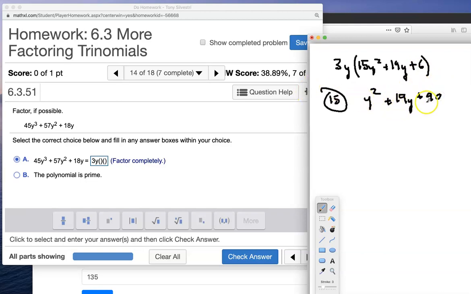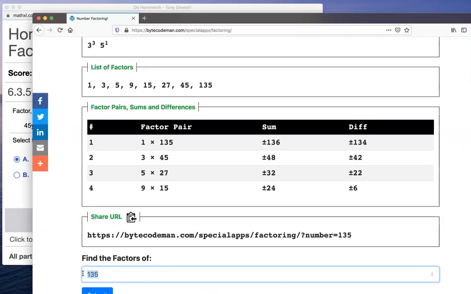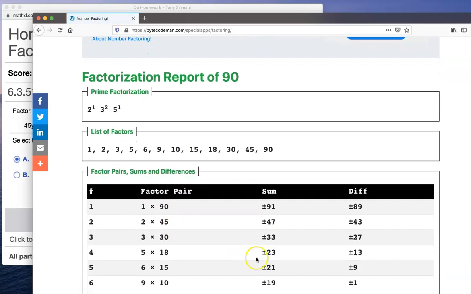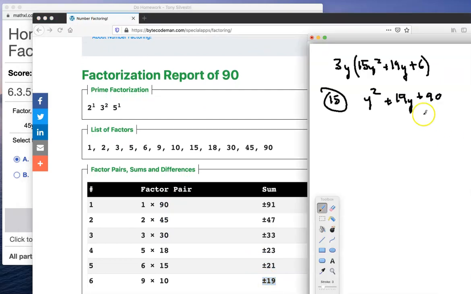If you want to use the website, you could use the website. Put in the 90. Hit enter. And I'm seeing the number 19 right there. That's what I wanted to see, the sum and difference. I want two numbers that multiply out to be 90, add or subtract to be 19. I don't think I needed the website, but I just wanted to show you anyway. Double pluses, everything was positive, 10 and 9.